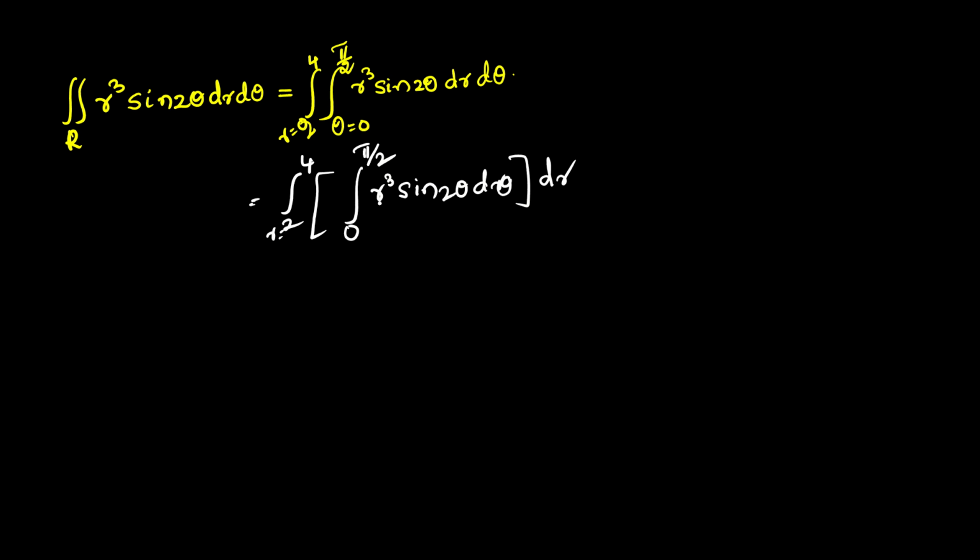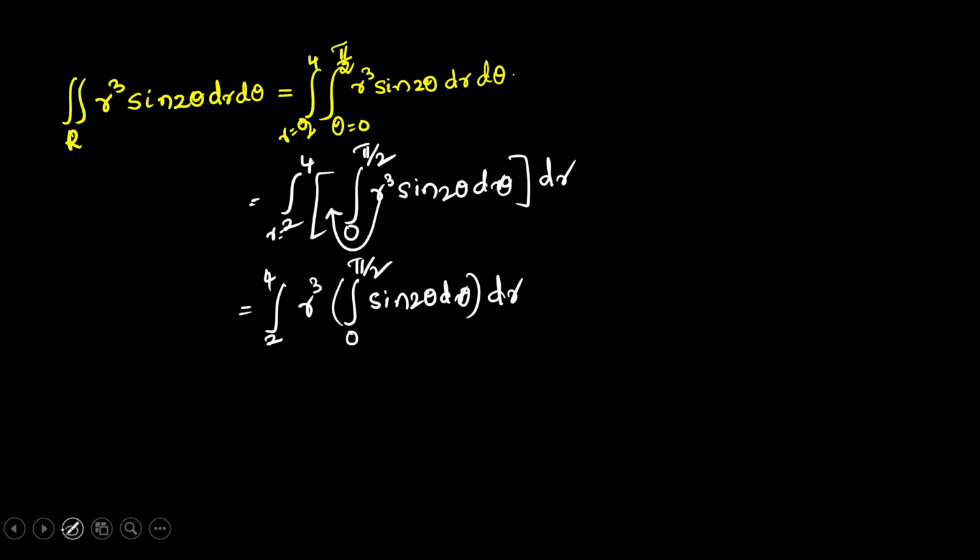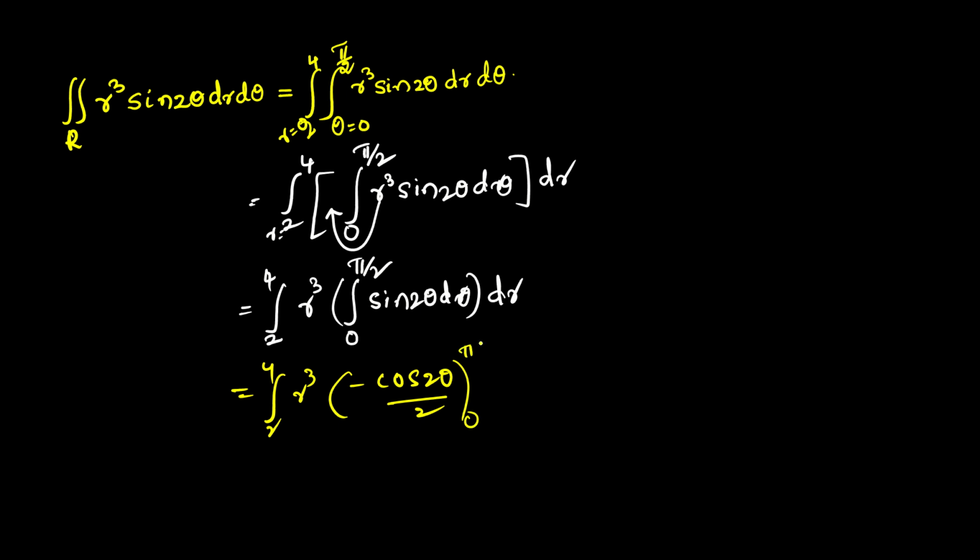Now with respect to theta, r cube is a constant, so I am going to write it before the integration. Integral, r is varying from 2 to 4, r cube, then theta varying from 0 to pi by 2, sine 2 theta d theta, all of dr. Now the integration of sine ax dx: r cube as it is, minus cos 2 theta by 2, lower limit 0, upper limit pi by 2, all of dr.